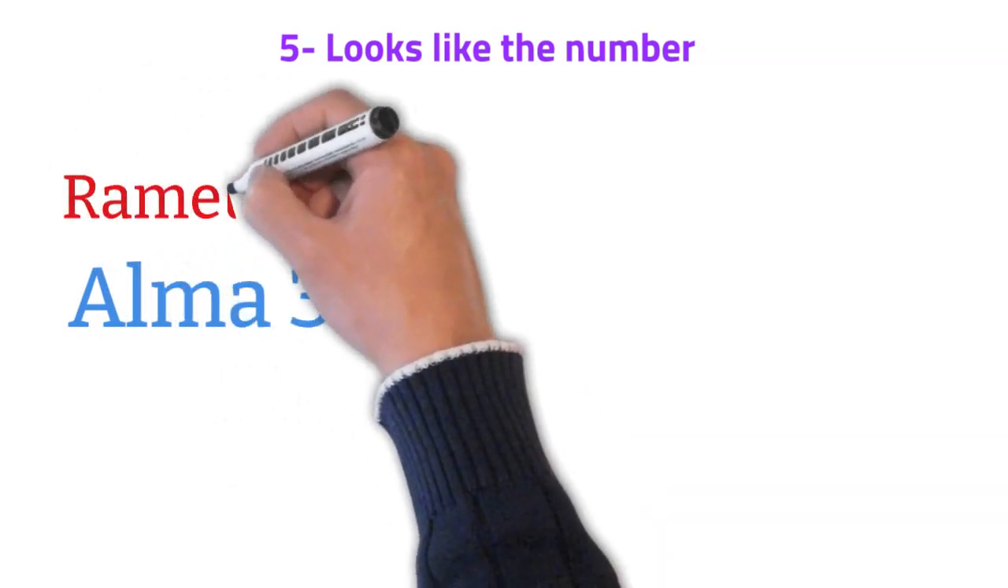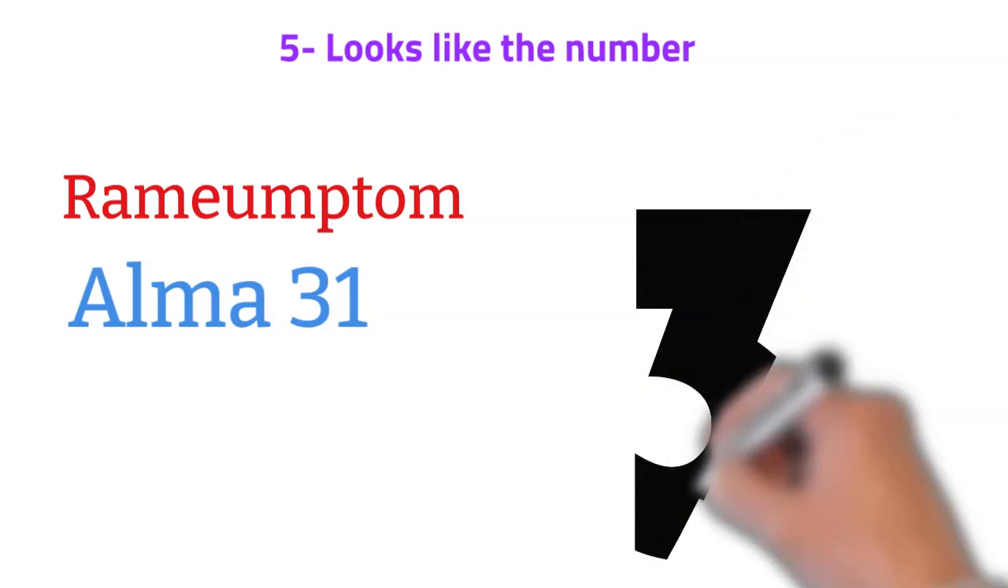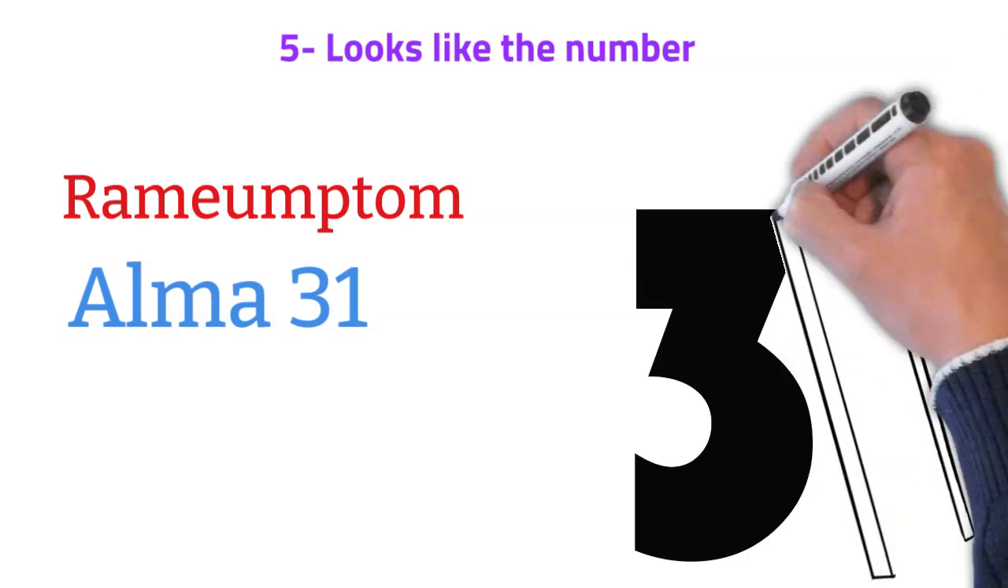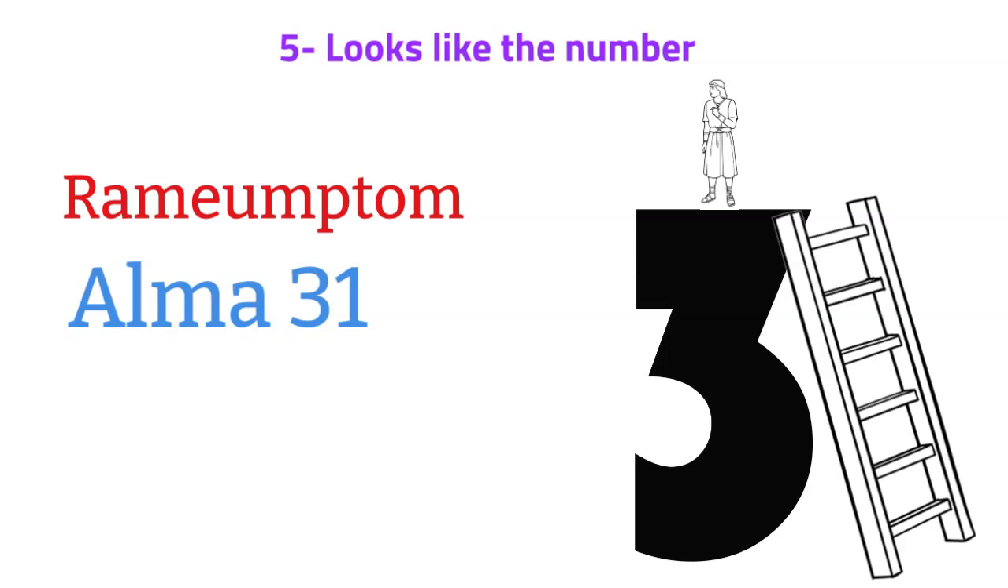In Alma 31, we read about the Rameumptom, or holy stand, where one person at a time can climb up and pray to their God using a set prayer. If we picture a giant 3 as the holy stand with a ladder leaning against it, we have our association.